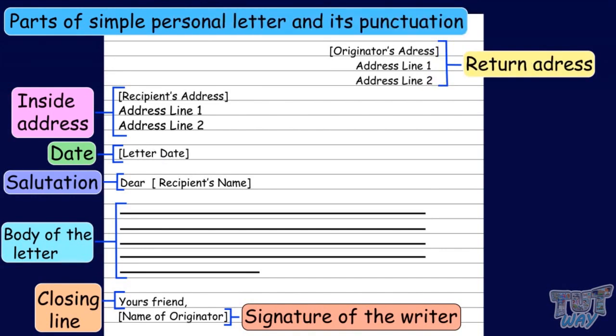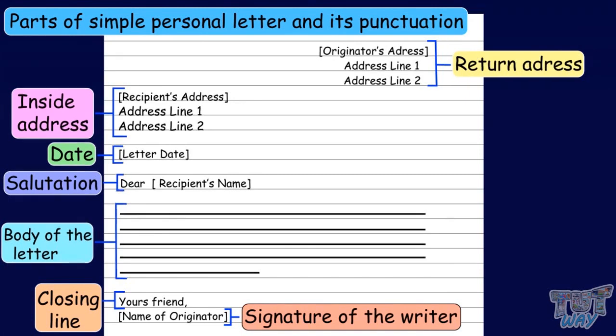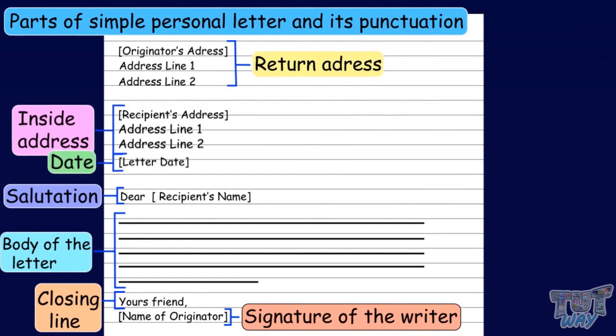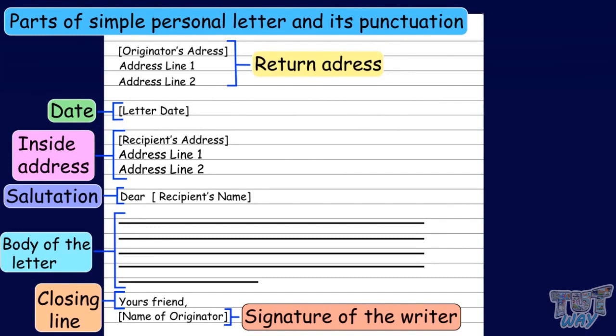The format we have just learned is very correct, but you can also read at some places that the return address is also on the same side where we have written the recipient address like this. And that's not wrong, that's also very correct. And yes, the date also can be at some places above the recipient address, that's also correct. So, it's not a very much fixed format. You can have some changes too. They too are correct.